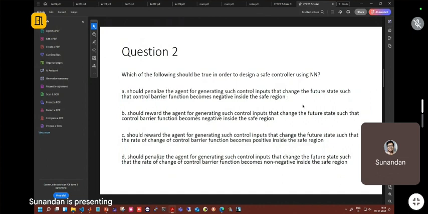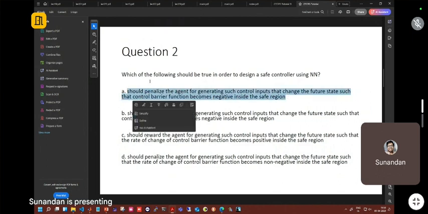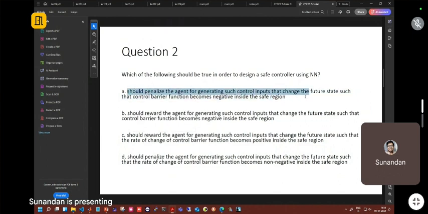If you try to remember how CBF works, it is always trying to maintain a negative value while it is inside the safe region, and when it is outside the safe region, it has a positive value. That is how it differentiates between safe and unsafe regions. That is the crux of designing a CBF, and that is what is being stated here. So I think this is true. What else is in there?